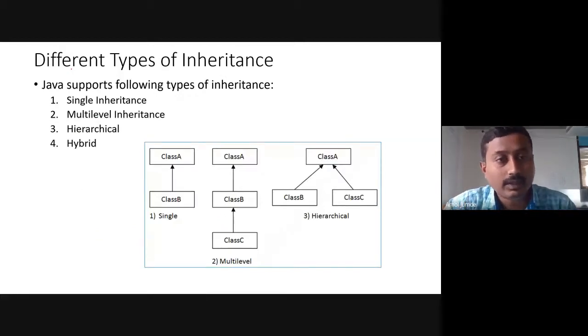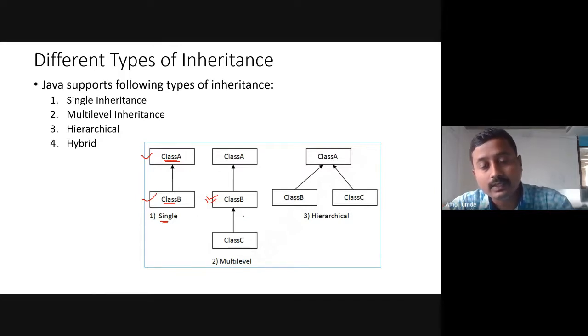The next concept is the different types of inheritance. That day we just saw it briefly. When you have a single superclass and a single subclass, that hierarchy is known as single inheritance. Class B is extending class A, one superclass, one subclass. Then, when a subclass is itself a superclass of another subclass, we have multi-level inheritance.